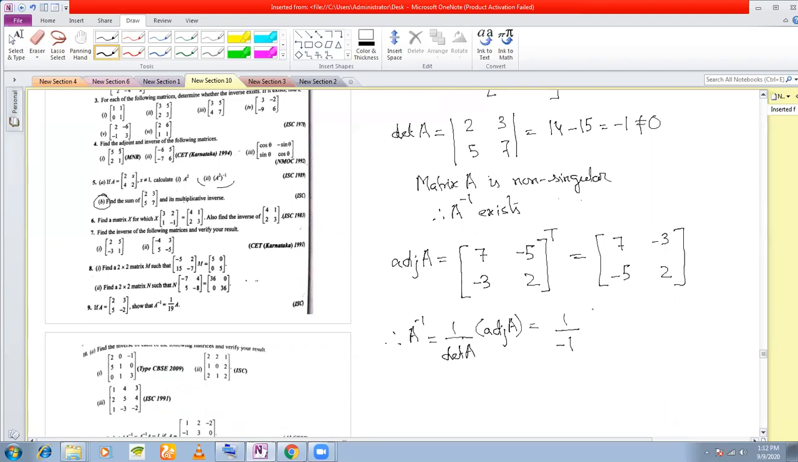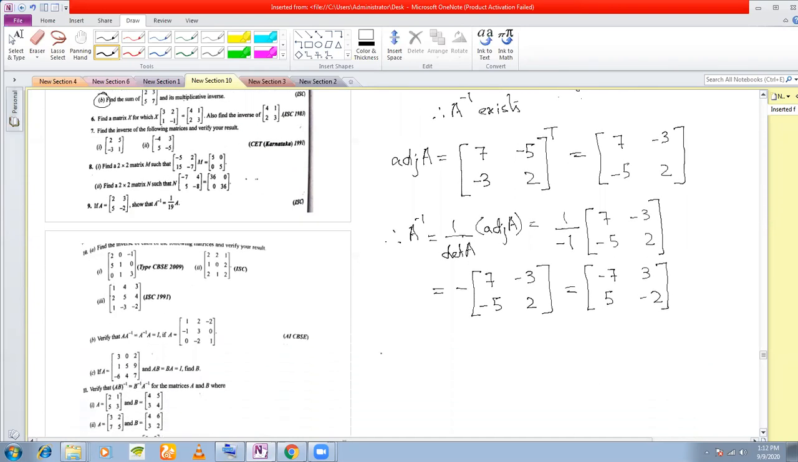Minus 1 is det A, and the adjoint of A is 7, minus 3, minus 5, 2, which simply means that this is minus of this matrix. Now you multiply minus with each and every element in the matrix. You get minus 7, plus 3, plus 5, minus 2. So you're getting A inverse.